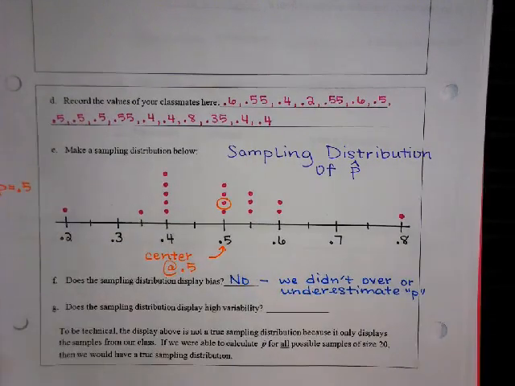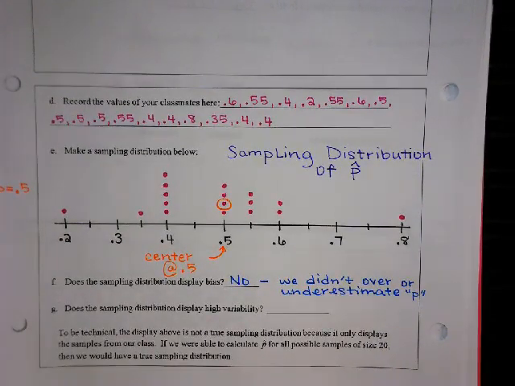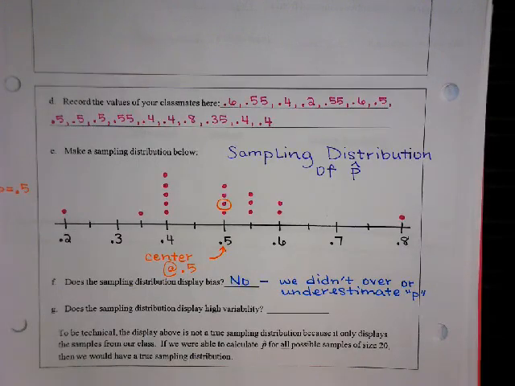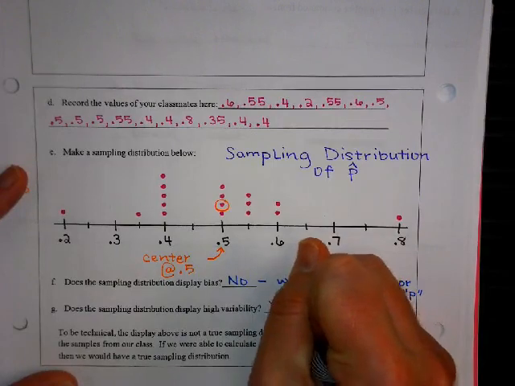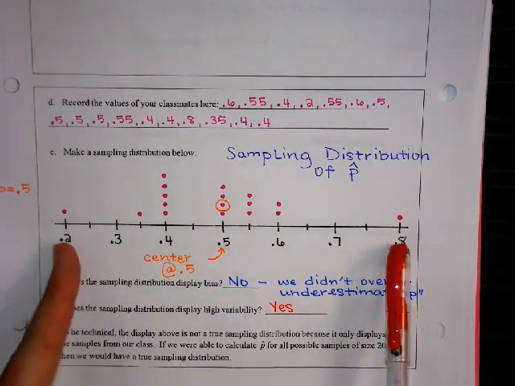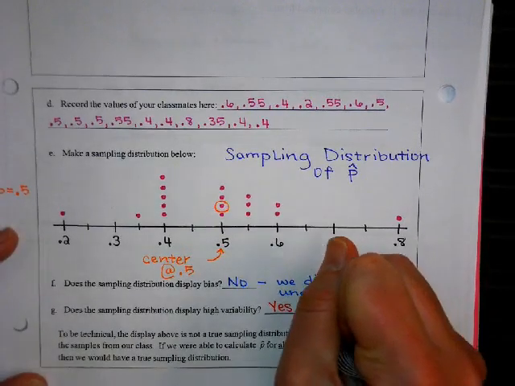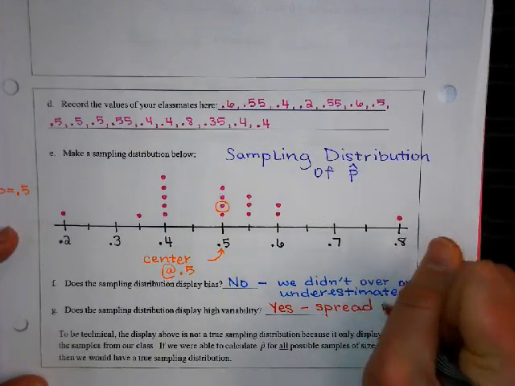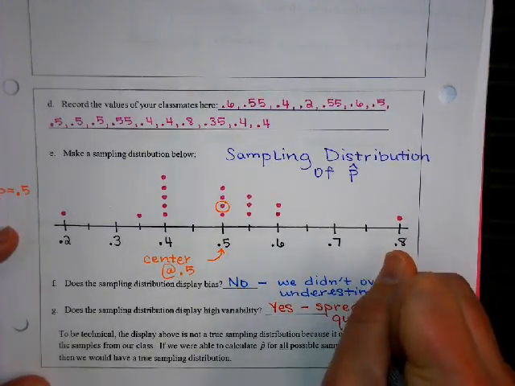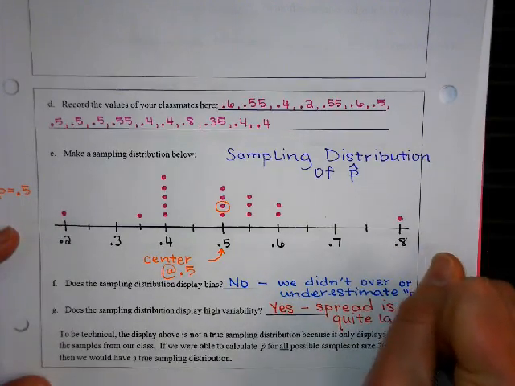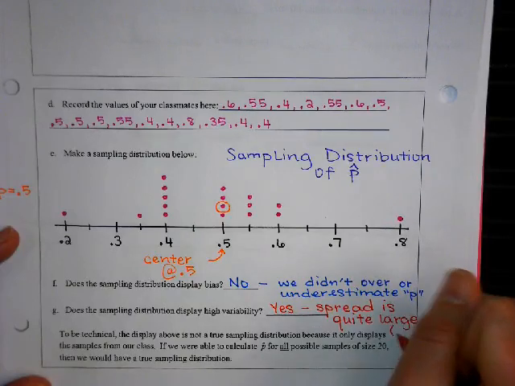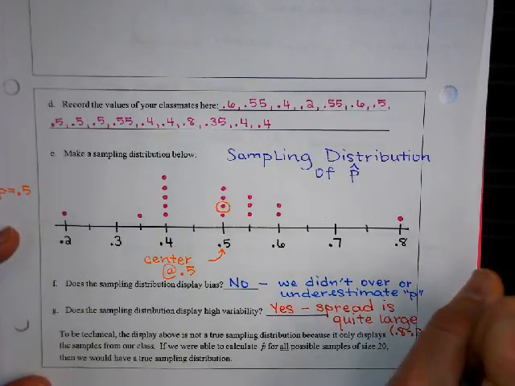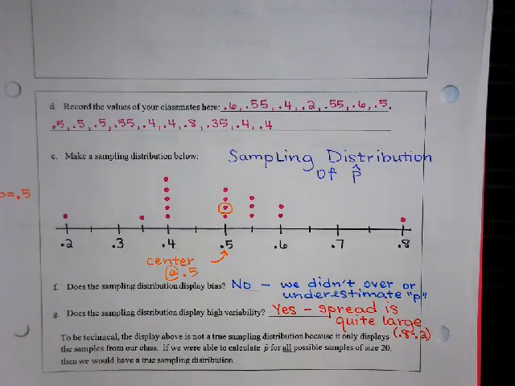Do we have high variability? Yes. Why? Because it's anywhere between 0.2 and 0.8. Yeah, our spread is quite large. It's 0.6. Do you remember what we do to reduce variability? Increase sample size. So if we increase our sample size, our variability should reduce.